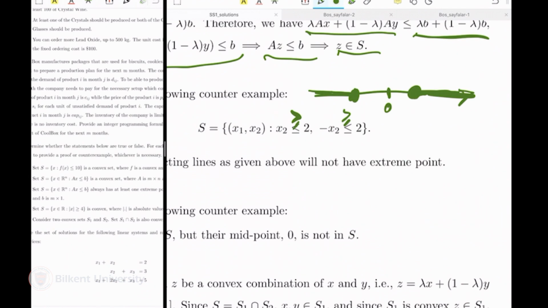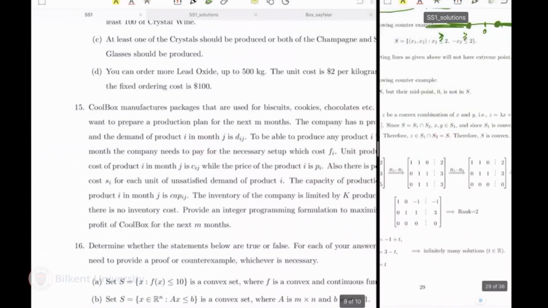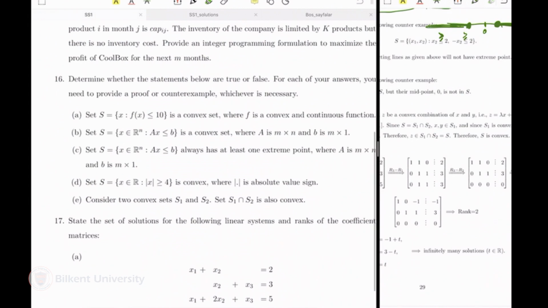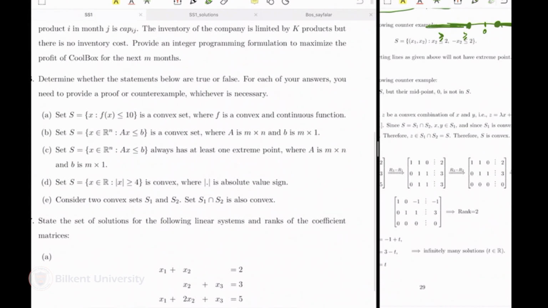So here, for example, as you see, there is no common area when I'm dealing with this region and this region. So when there is no common area, their intersection is empty. And when their intersection is empty, there is no extreme point involved. So when they say that it always has at least one extreme point, it's a false statement.